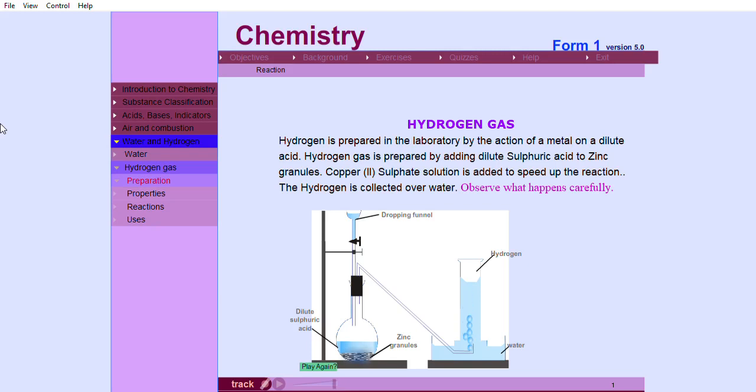Zinc granules are put in a conical flask, and dilute hydrochloric acid is added into a dropping funnel. Copper sulfate is added to increase the rate of reaction. The gas is collected over water into a gas jar.